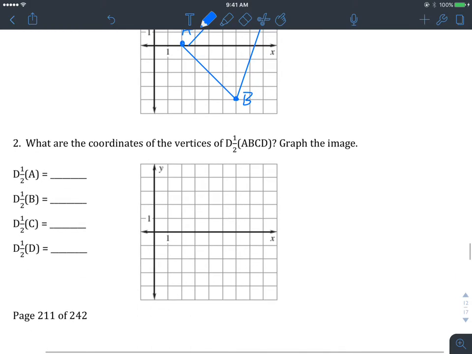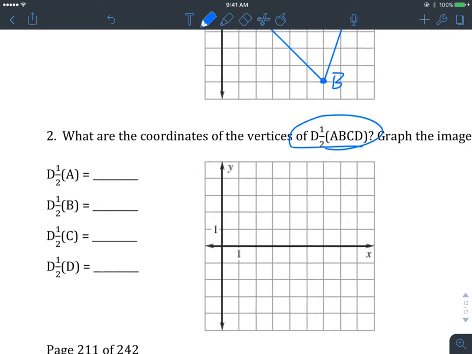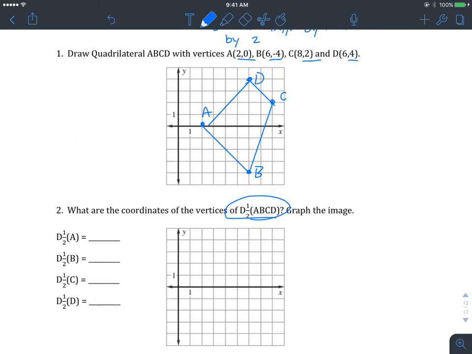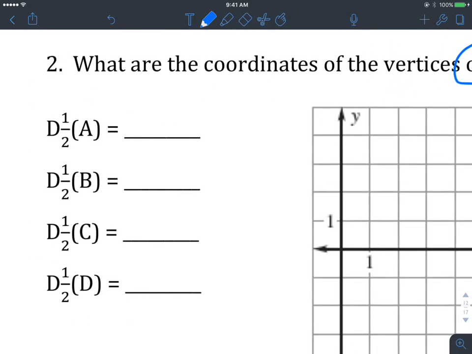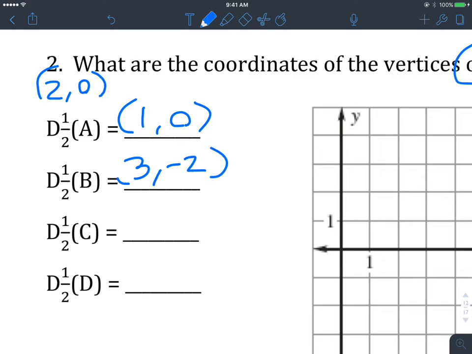All right, so then what we're going to do is dilate this figure with a scale factor of 1/2. So essentially all I need to do is take those points and multiply them, and I got them here on my notes, so I'm going to zoom in and write them down. A was 2 comma 0. If we do 2 comma 0 times 1/2, that'd be 1 comma 0. And you do the same for each point there. B was 6 comma negative 4, so that'd be 3 comma negative 2.